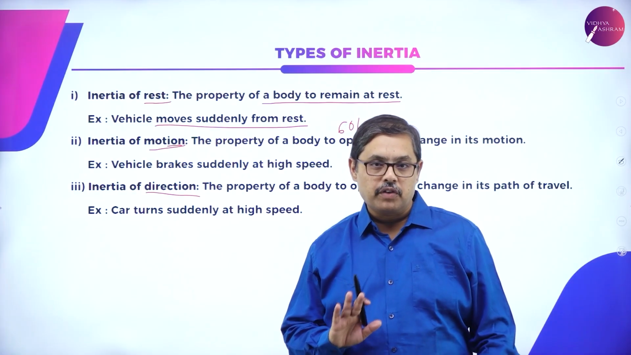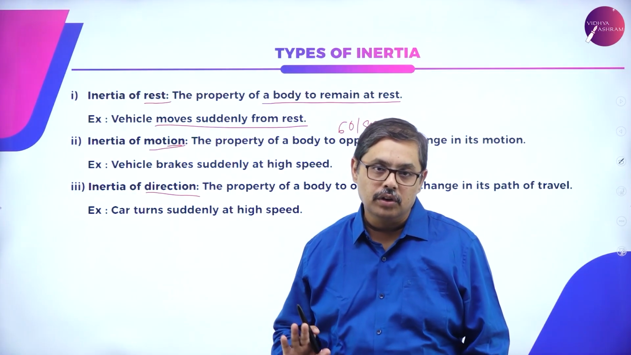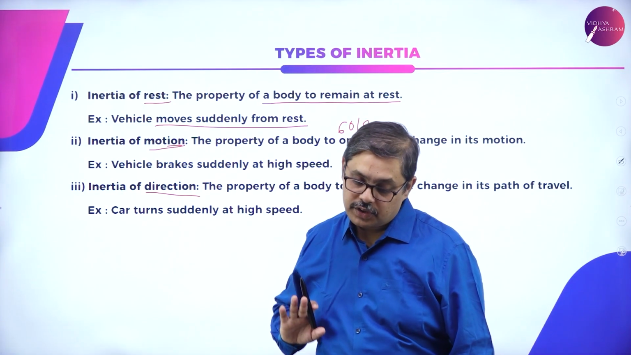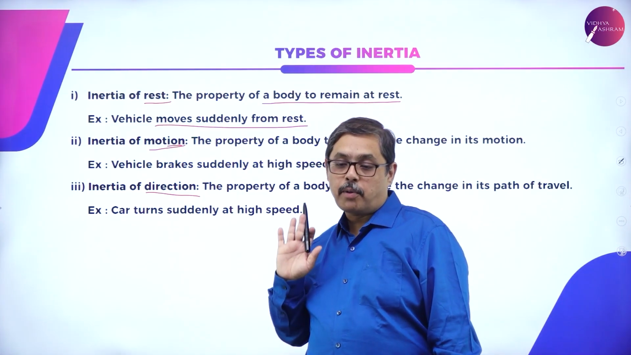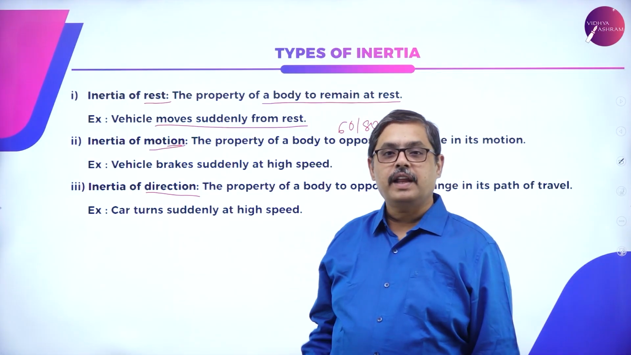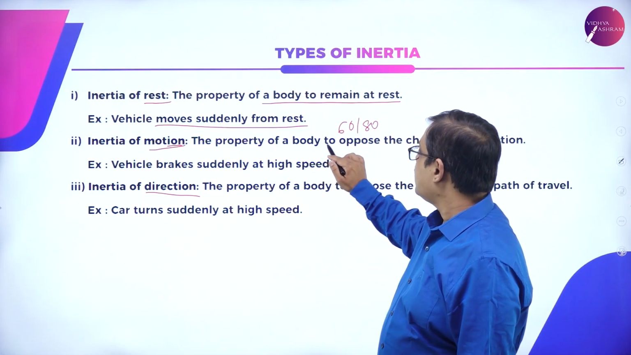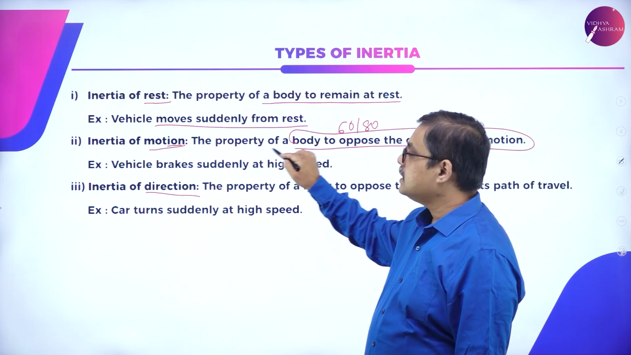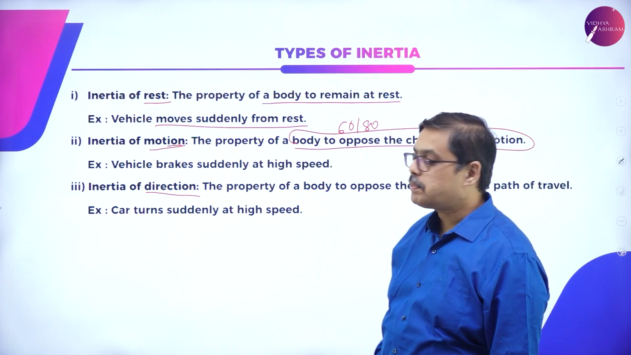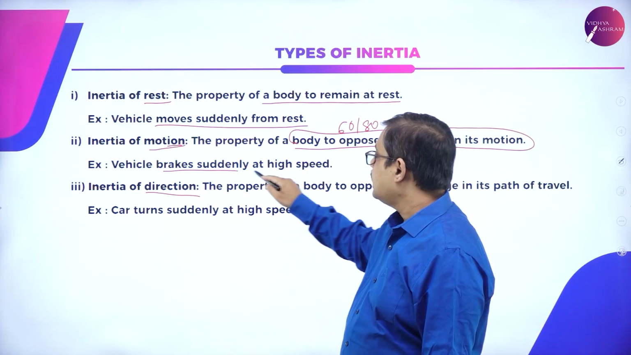Now you are moving forward, but since the brake is applied, you will go forward. You wanted to stay moving forward. Okay, you did not want to be at rest. So the body now goes forward when the brake is applied. The property of a body to oppose the change in motion is called inertia of motion. Best example, braking of a vehicle suddenly at high speed.